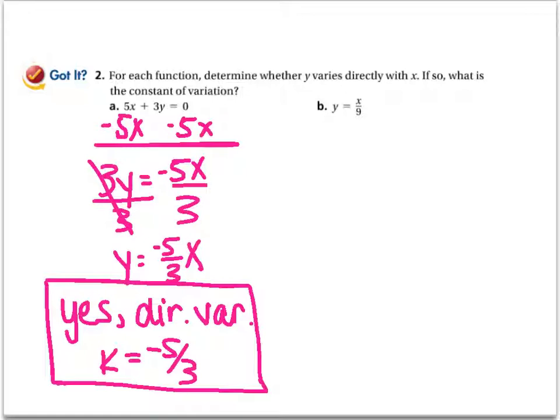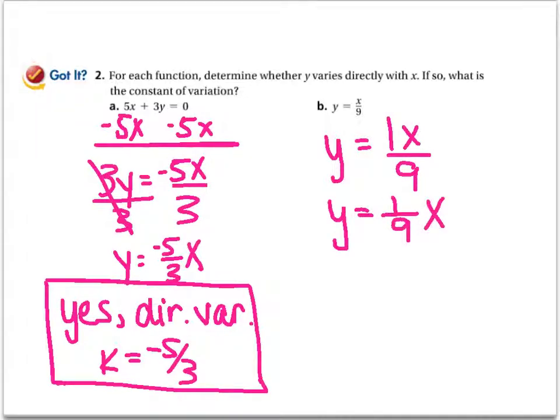It is a yes. What's the coefficient on x? 1. So y equals 1x over 9. That's just like having the coefficient as 1/9. It just looks a little bit different. This is still y equals kx, with k being 1/9, and this is a direct variation.